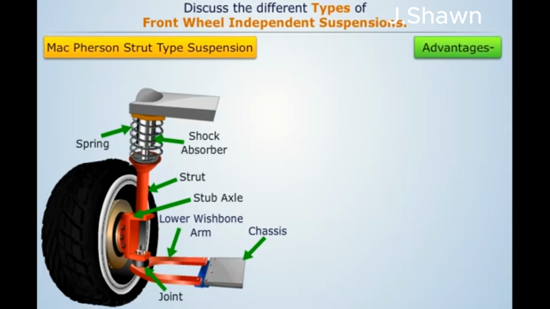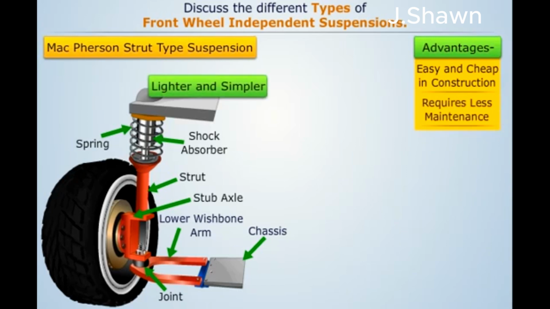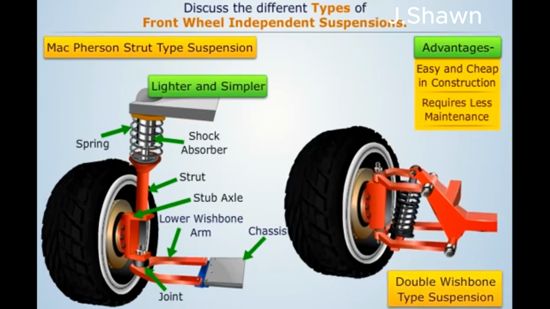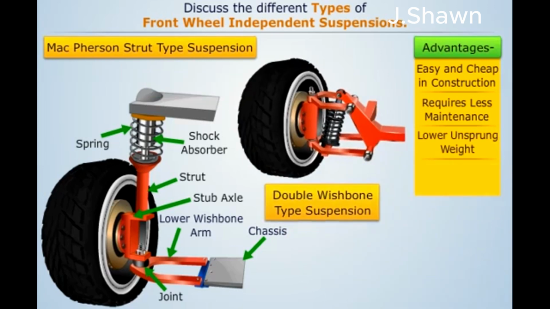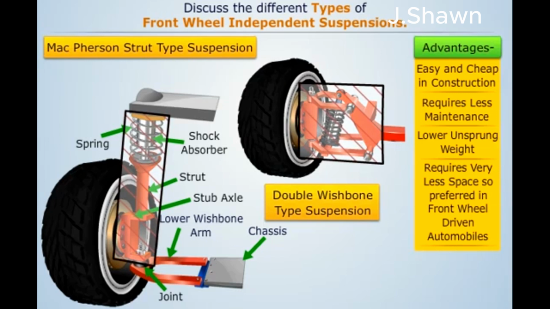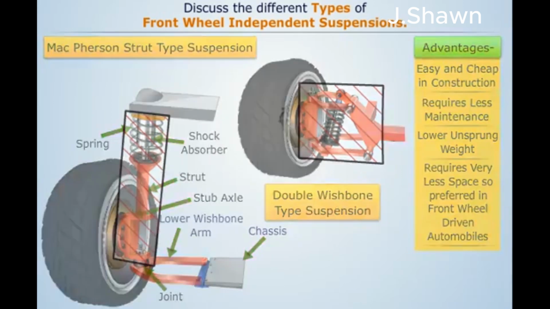MacPherson strut suspension has many advantages, such as: it is very easy and cheap in construction and requires very little maintenance. It is lighter and simpler than double wishbone suspension, thus keeping the unsprung weight lower. It requires very little space and so is very useful in front-wheel driven automobiles where more room is required in the engine compartment.